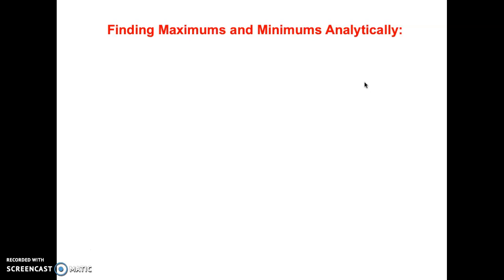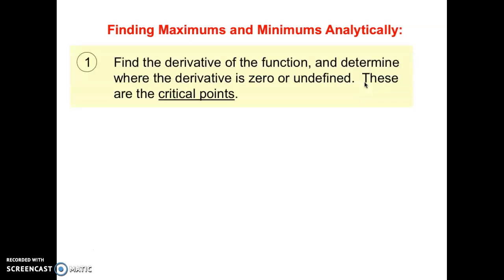So what was our procedure for finding the global extremes, or finding the minimum and maximum values analytically? Well, here were our steps. First, we find the derivative of the function and determine where the derivative is equal to 0 or where the derivative is undefined. In other words, we are finding the critical points of the function. Remember, that's the definition of a critical point, where the derivative is equal to 0 or where the derivative is undefined.